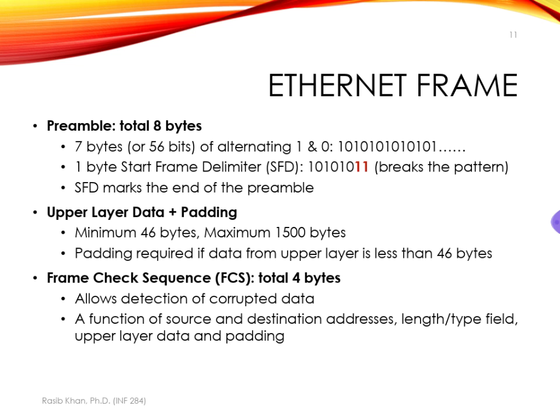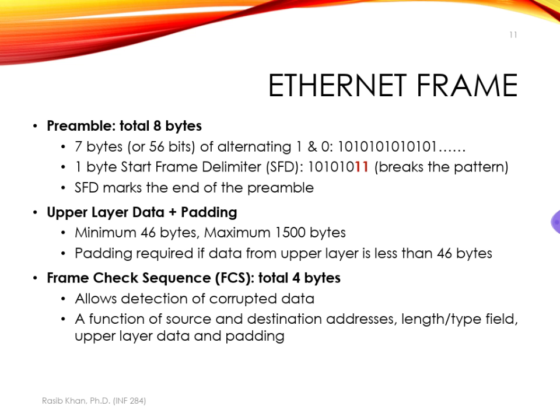This breaks the pattern of the previous 7 bytes of alternating ones and zeros, and this is when the frame tells that this is the starting point for the destination MAC address. So the start frame delimiter, which is the last 1 byte out of these 8 bytes, is what we call the SFD, and this marks the end of the preamble and the beginning of the destination MAC address.